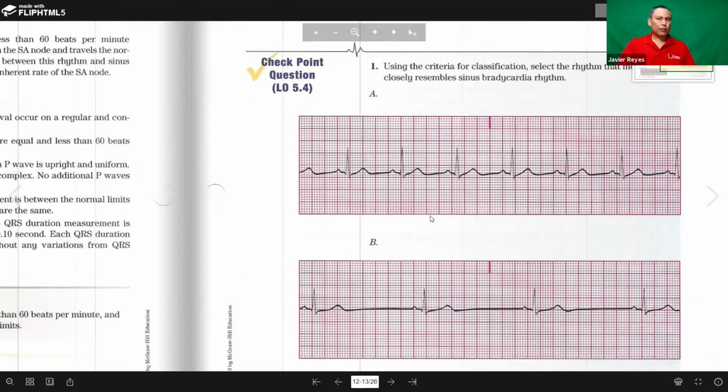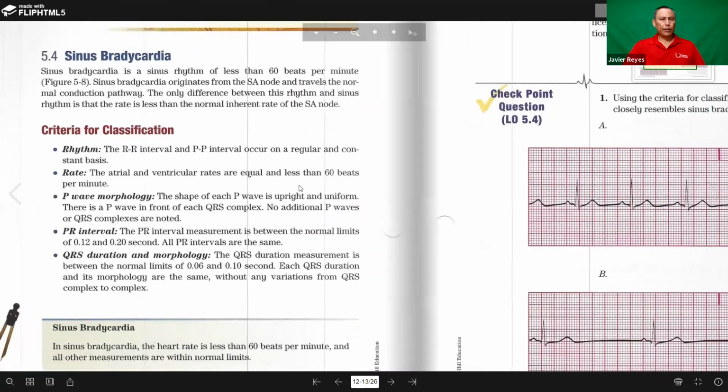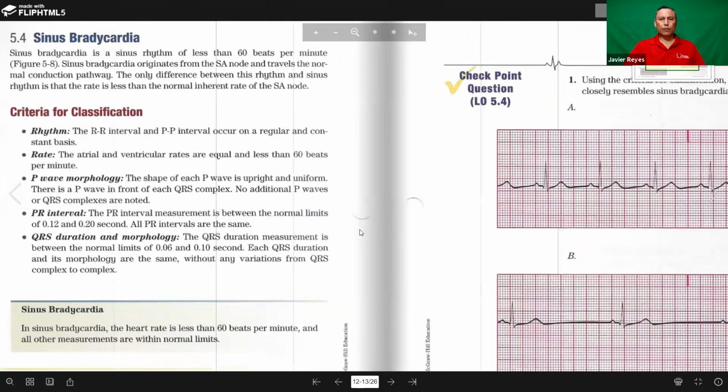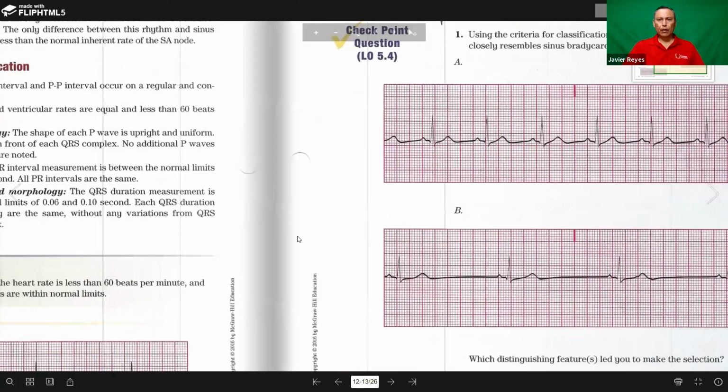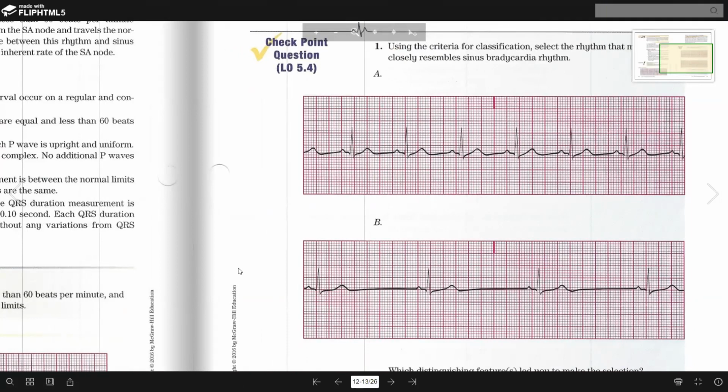So we already talked about sinus bradycardia, right? You already know what sinus brady is. We got ahead of ourselves, but that's fine. Okay, which one of these, A or B, is sinus brady? B. Exactly, B. Very good.